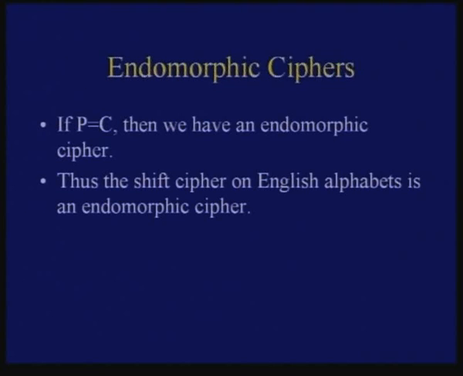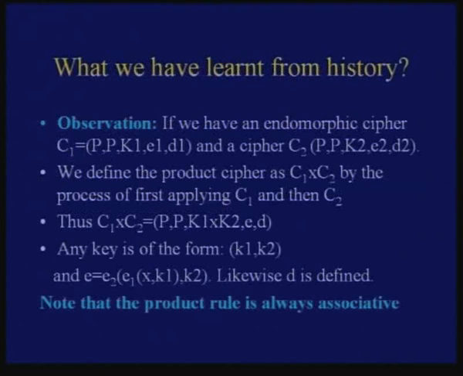Okay, so consider an endomorphic cipher, and let's try to understand certain things from history. If we have an endomorphic cipher, say C1, you note that I have written P comma P because P and C are the same thing, right? The plaintext set and the ciphertext set are the same. So I write P comma P and then follow that with K1, because K1 denotes the key set of the encryption function C1.